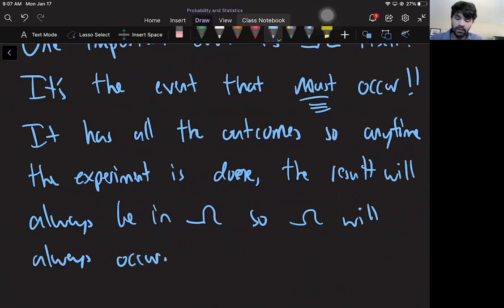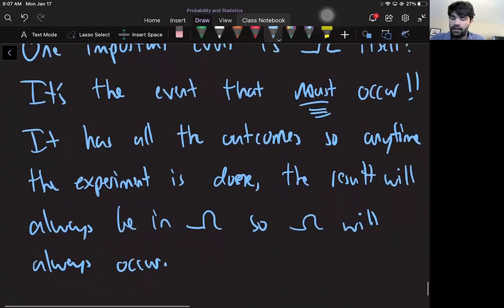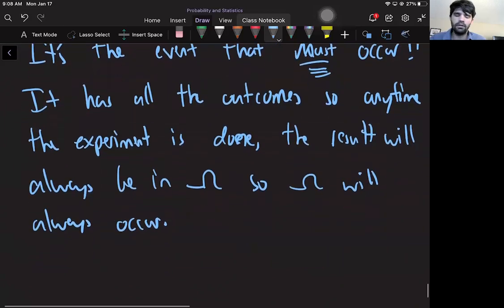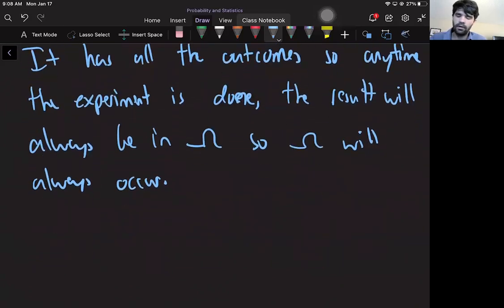Okay, and that's going to come in handy when we think about probability. So what's the probability that the event omega occurs? It better be 1, it better be 100% of the time. Otherwise, you forgot to put one of the outcomes in there. Because it has all the outcomes, it must always occur when you do the experiment, so it must have a 100% chance of happening.